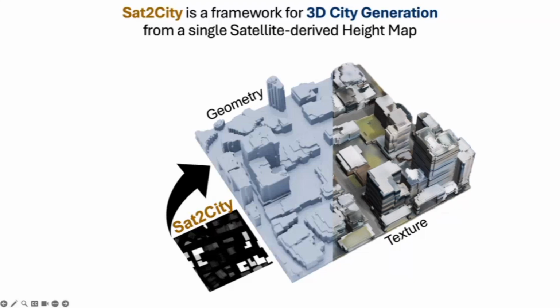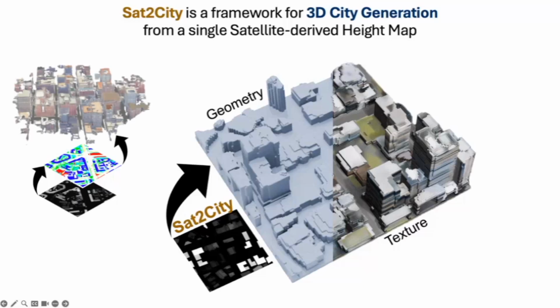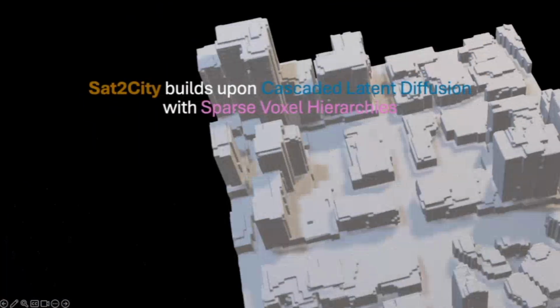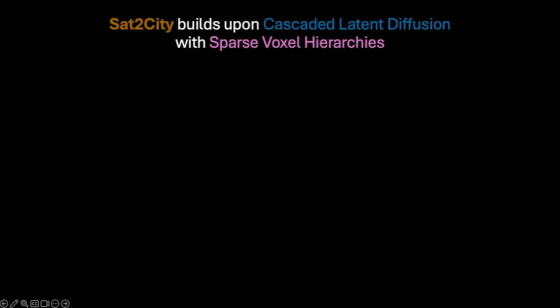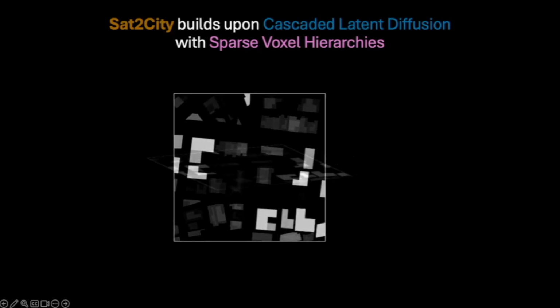This is important because existing methods often rely on multiple auxiliary inputs, such as segmentation maps or multi-view images, and are typically restricted to 2D rendering, which results in severe artifacts in the generated cities. In contrast, Sat2City produces an explicit 3D representation, which makes it scalable and much more practical for real applications. Now I'll give you a high-level picture of how Sat2City turns a single height map into a full 3D city, from a conditional point cloud to geometry and finally to appearance.